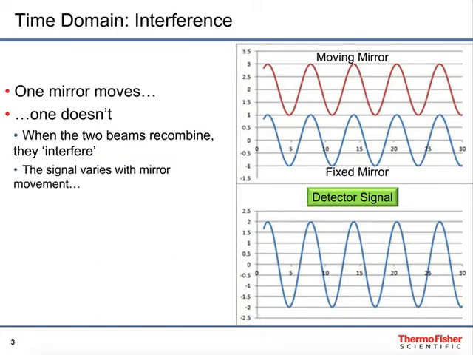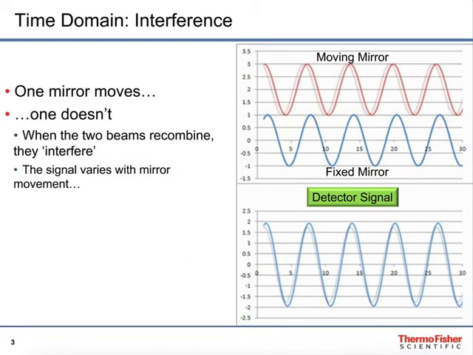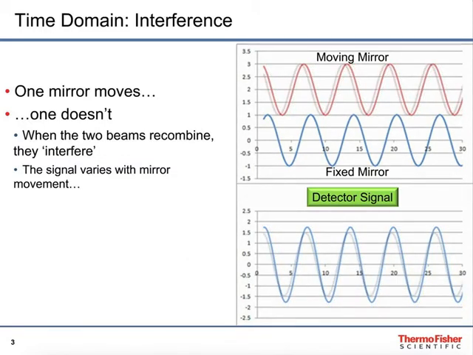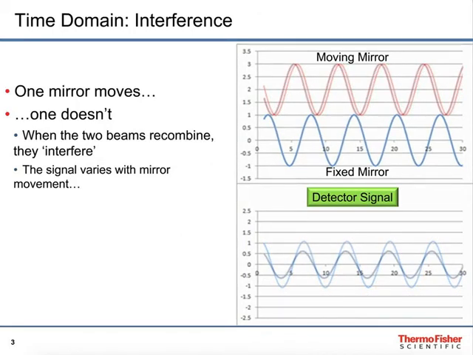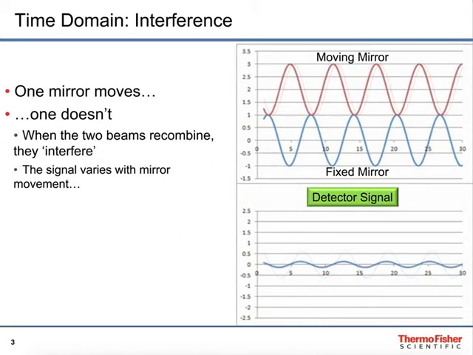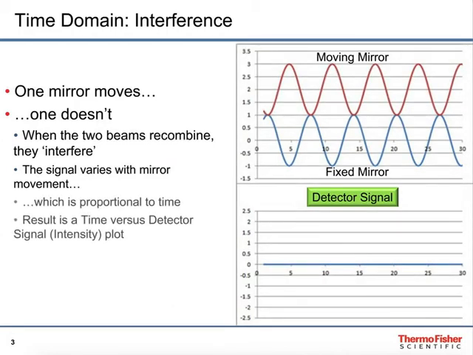In the plot you see on top is the moving mirror in red, and then the fixed mirror in blue. The fixed mirror will never change. The moving mirror is going to start shifting as I click. And you see the effect on the detector signal. As that moving mirror changes, the detector signal gradually drops, and finally goes flat. The result, if I was just to plot the detector signal versus time, would be the interference caused by those two beams recombining at the detector.